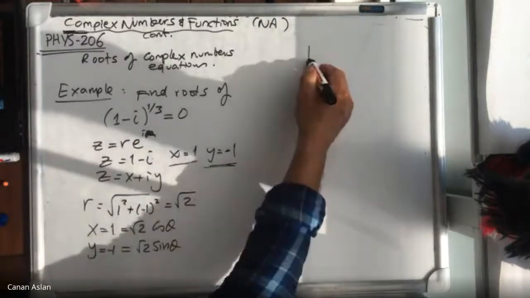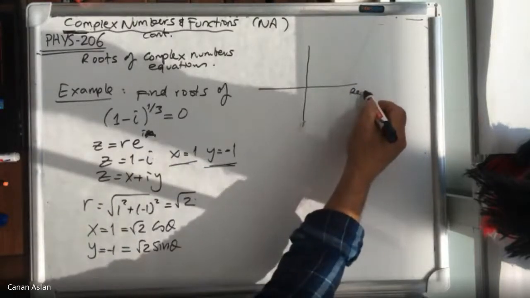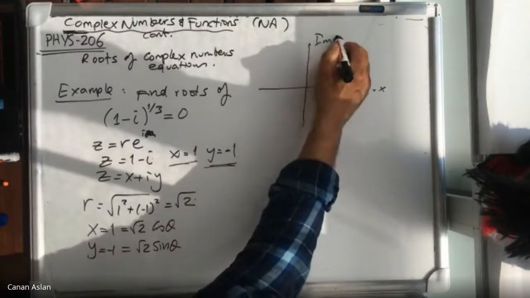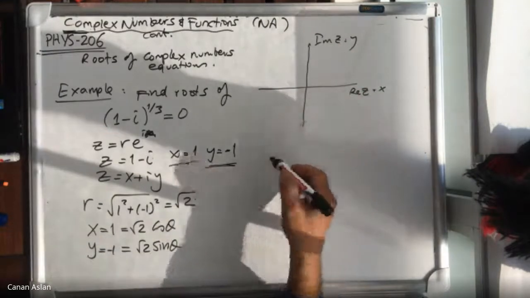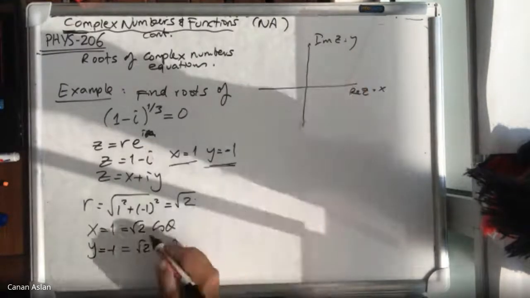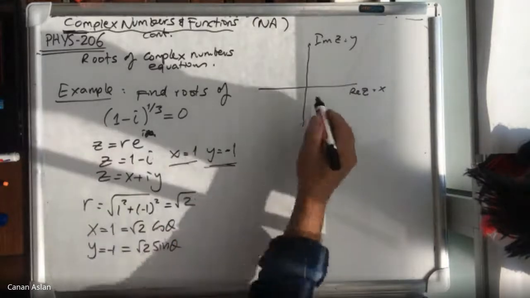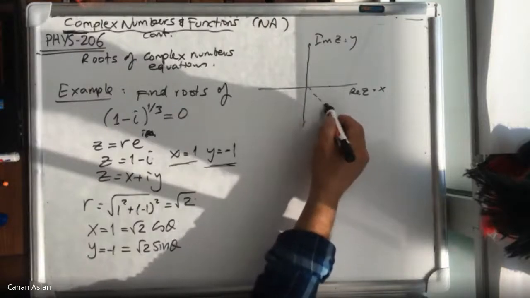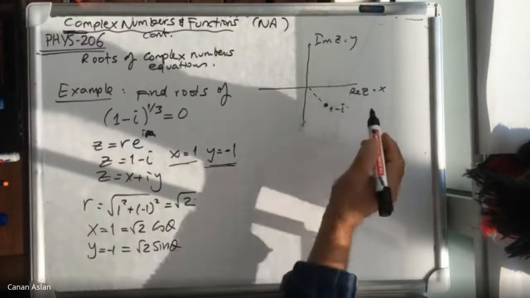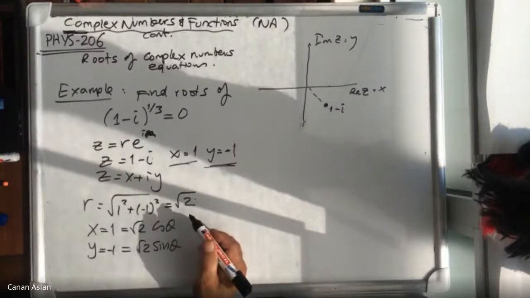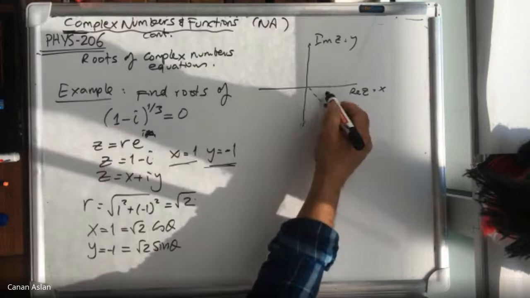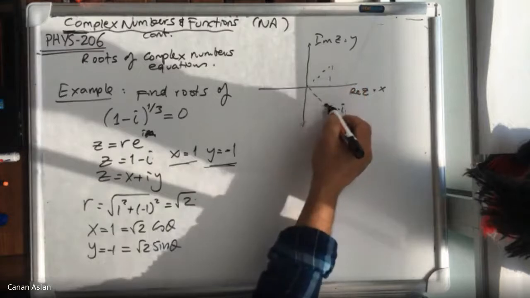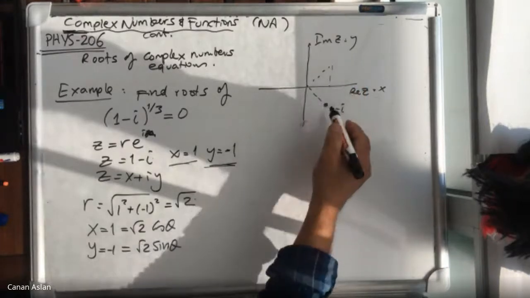Okay, let me draw the complex plane again. So this is real z, which is x, and this is imaginary z, which is y. Okay, so now if you have x equals 1, y equals minus 1, it is right there. It's just 45 degrees from here. So this is 1 minus i, right there. So we would like to now get these angles. So what kind of angle do we have? Actually, it's the same angle as 45 degrees, but the y value is negative, the x value is positive.